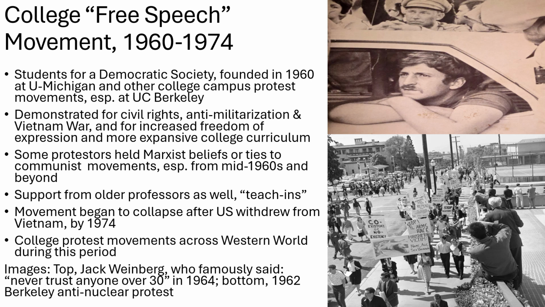And some of these protesters weren't just anti-war or pro-civil rights. Some of them had Marxist beliefs and ties to communist movements, especially after the mid-1960s. And they opposed the fact that college faculty had to take loyalty oaths, that you could not be a Marxist or a communist and a professor, and that the curriculum in this period in the 50s and 60s was very STEM focused. This is not a period where you could basically just be whatever major you wanted. You were going to be pressured into going into STEM.